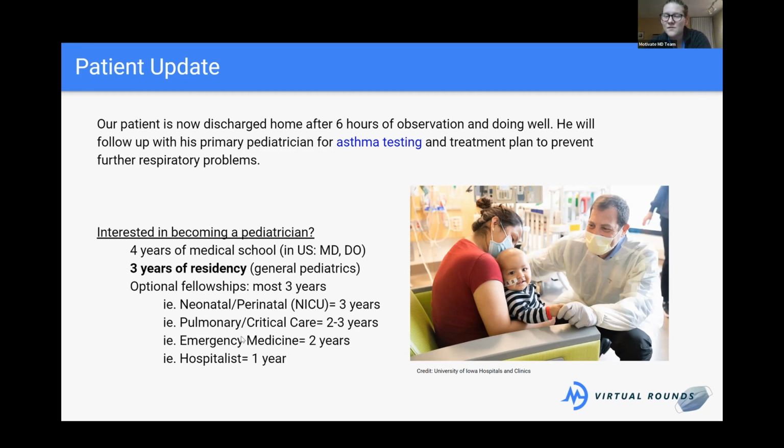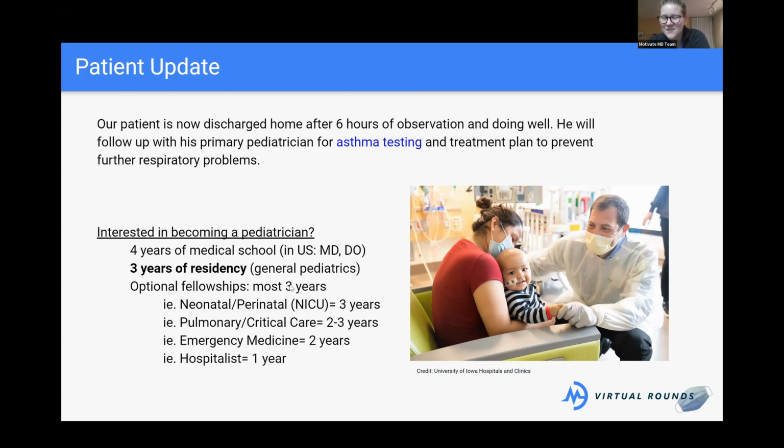And then if you exclusively want to work in a hospital and not just do clinic, then you can do a hospitalist fellowship. So those are just a handful of them. There's so many that you can do. And you don't have to decide now. You don't have to decide now, even if you want to do pediatrics.